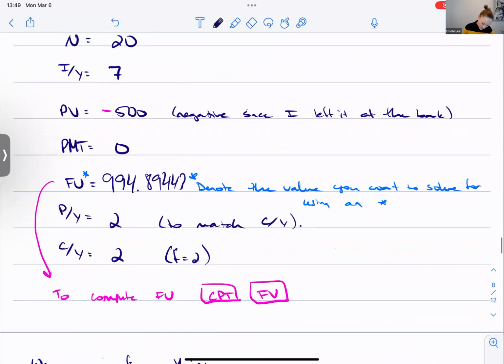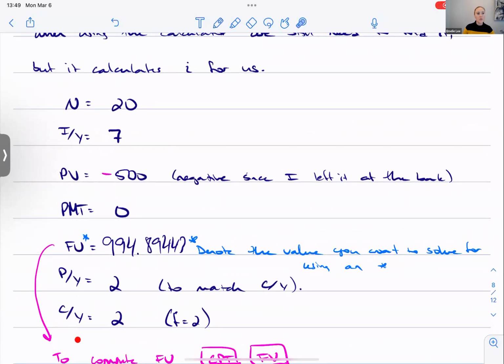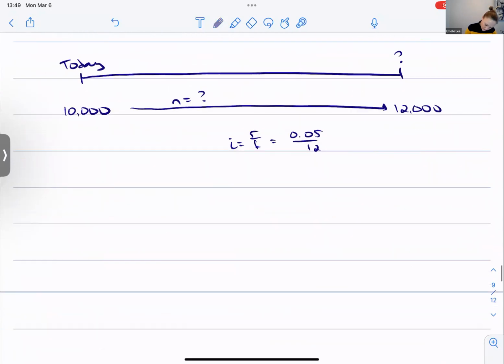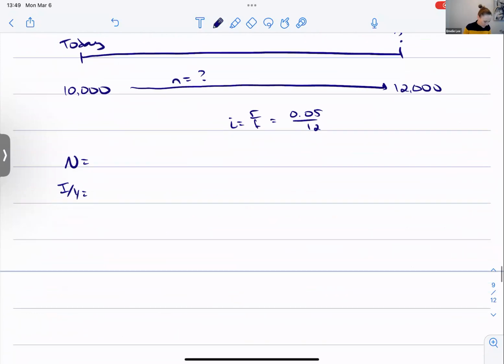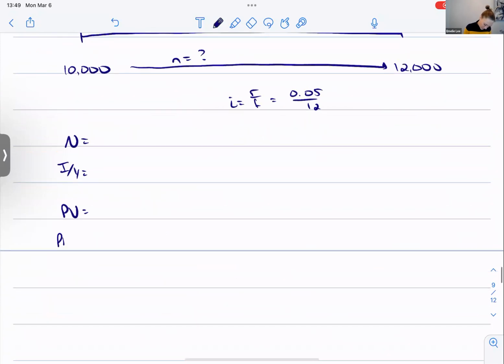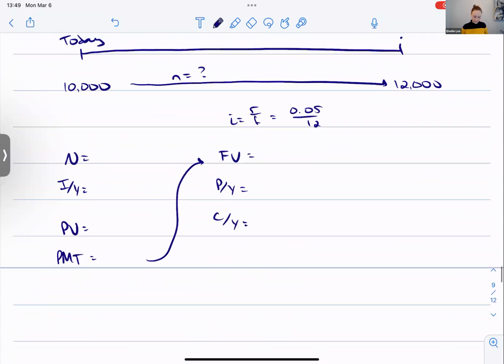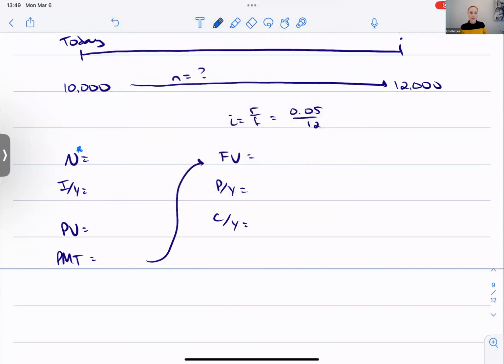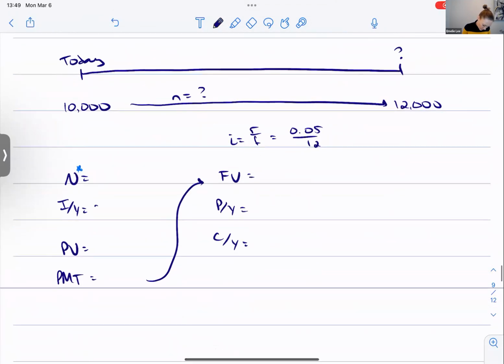So again, I'm just going to use this list. I just rewrite the list all over again. It's not that bad. So N and interest per year, present value, the PMT, and then I'm going to go over here, the future value, the payments per year, and the compoundings per year. Now I want to solve for N, right? So I'm going to enter 0 initially, and then I'm going to go back and compute it. But the interest per year is 5. Remember, right? The full percentage value. The present value is $10,000.